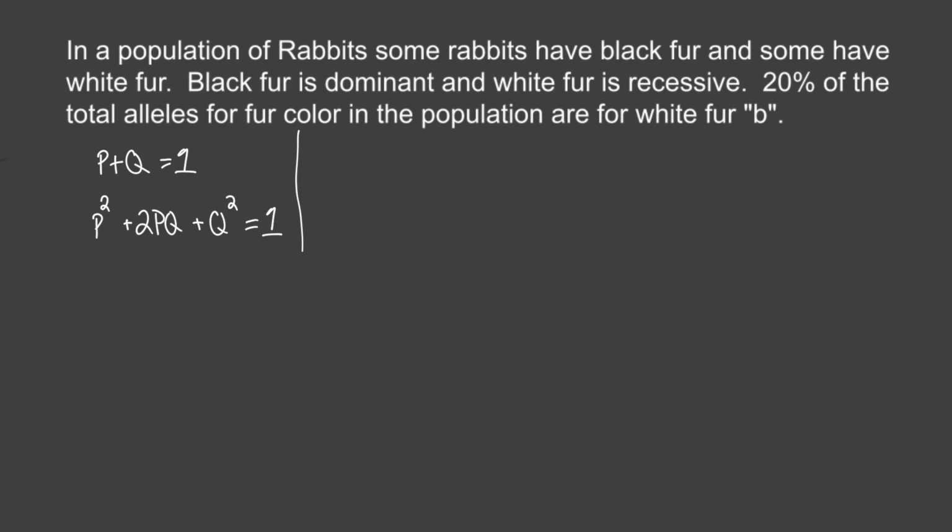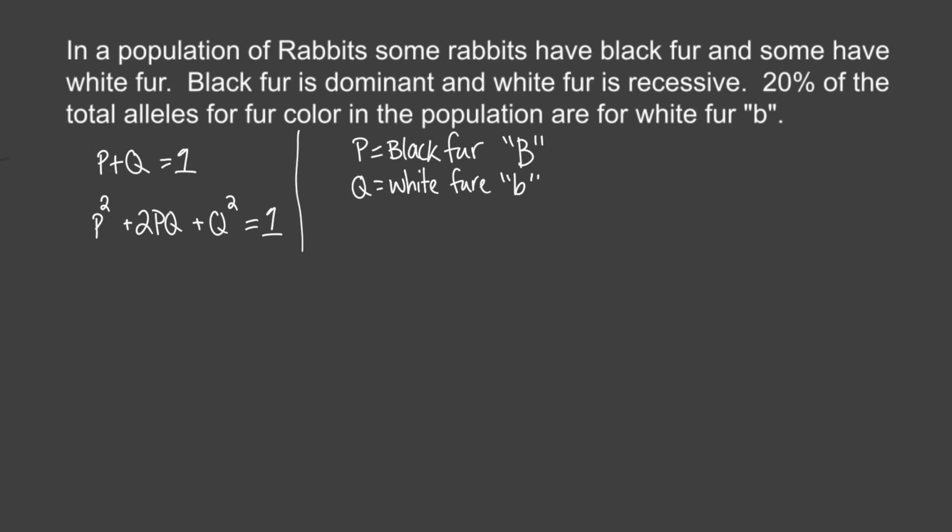Okay, so remembering those terms that I just erased, let's go back and look at this actual question. It says, in a population of rabbits, some rabbits have black fur and some have white fur. Black fur is dominant and white fur is recessive. So in our case here, we already know that P equals black fur and would have the allele of capital B. White fur is recessive, so Q equals white fur, and its allele would be a lowercase b.